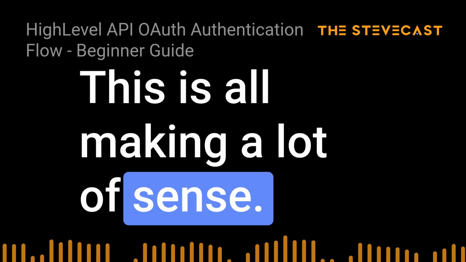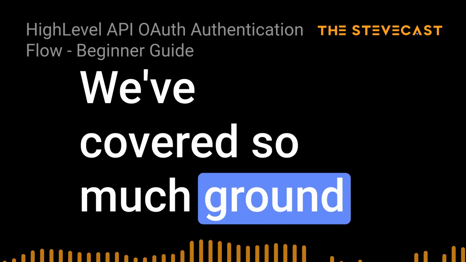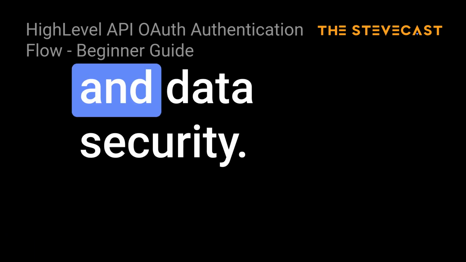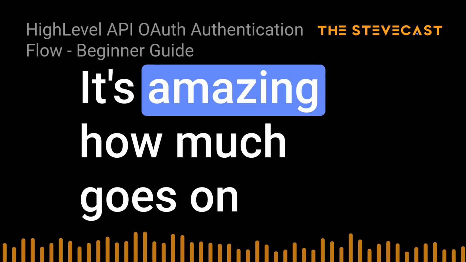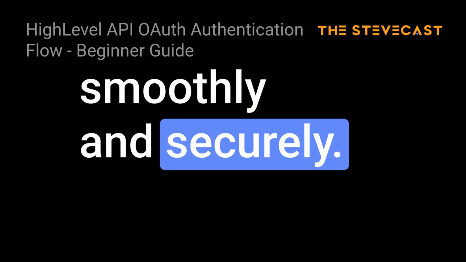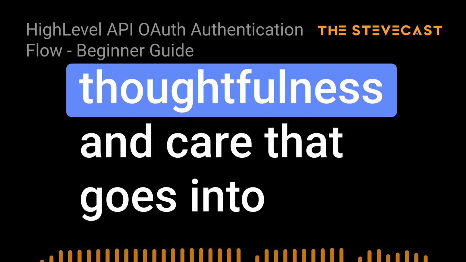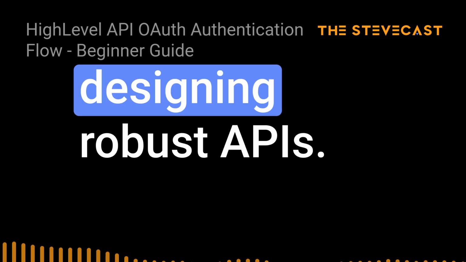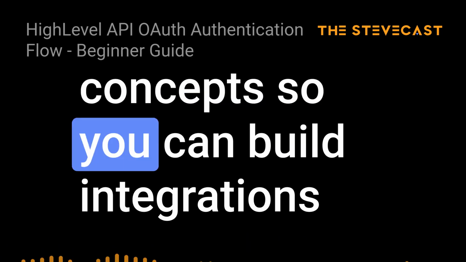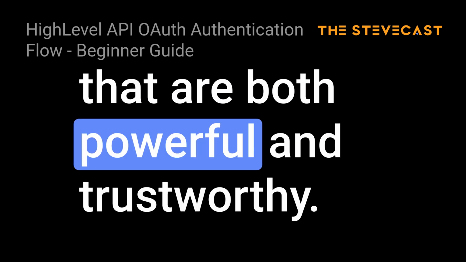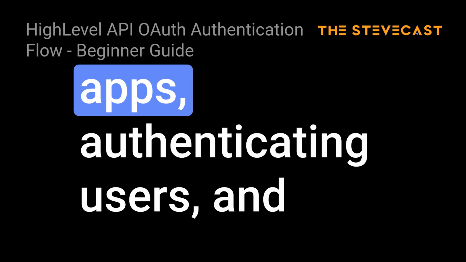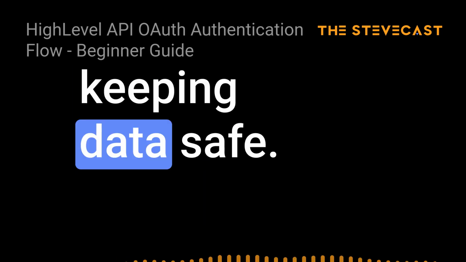This is all making a lot of sense. We've covered so much ground from the basics of OAuth to the complexities of external authentication and data security. It's amazing how much goes on behind the scenes to keep everything running smoothly and securely. It's definitely a testament to the thoughtfulness and care that goes into designing robust APIs. And for developers, it's important to understand these concepts so you can build integrations that are both powerful and trustworthy. Absolutely. We've talked about authorizing apps, authenticating users, and keeping data safe.